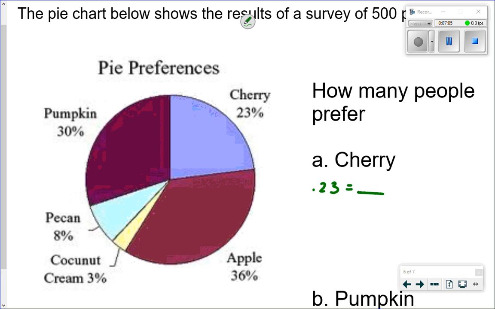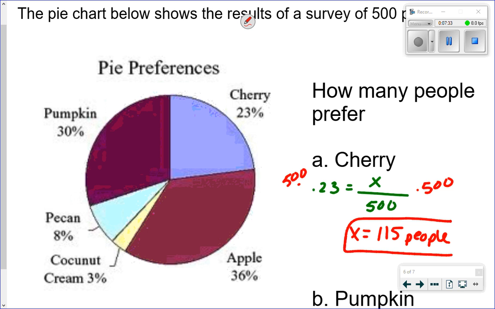I want to know how many people like just cherry, so that would be my partial amount, and my total amount is 500 people. So again, just like the last time, my variable is up top, so I need to multiply both sides by 500. So 500 times 0.23 equals 115. And what's my unit of measurement? Well, we're talking about people. So 115 out of the 500 people like cherry pie.